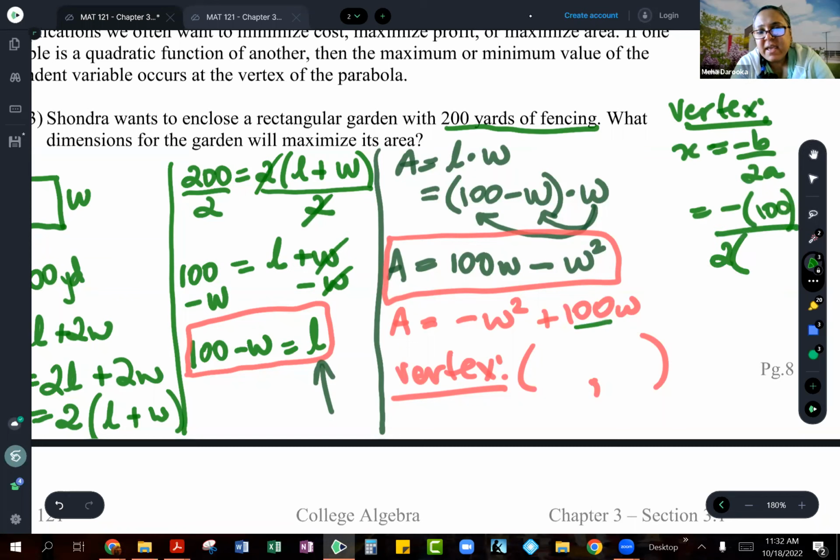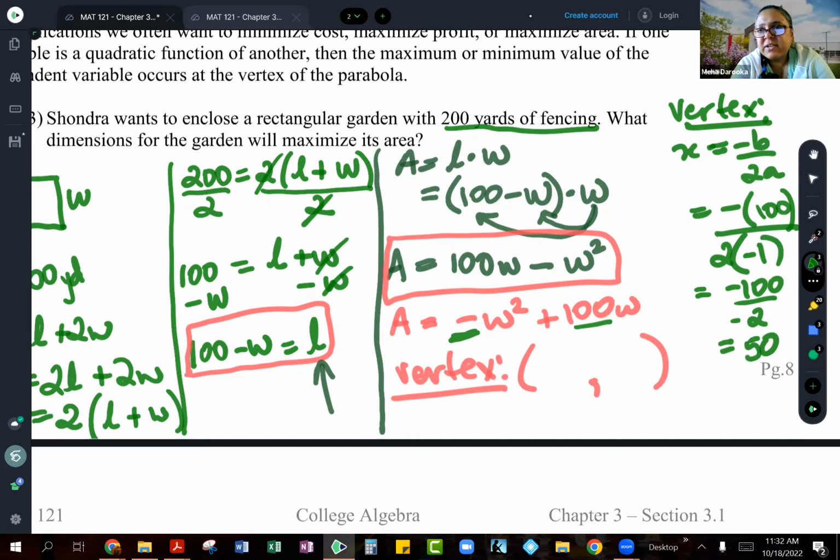Two times a, your a of course would be coming from the coefficient of the w, which of course you can see there's a negative sign, so that tells us our a value is going to be -1, right? So you end up with -100 over -2, which will of course simplify down to 50. And instead of calling it x, let's call it w, because that's what we have as our variable here. So your w actually comes out to be 50. Which means if we take this 50 and plug it back into our equation, what will our other variable come out to be?